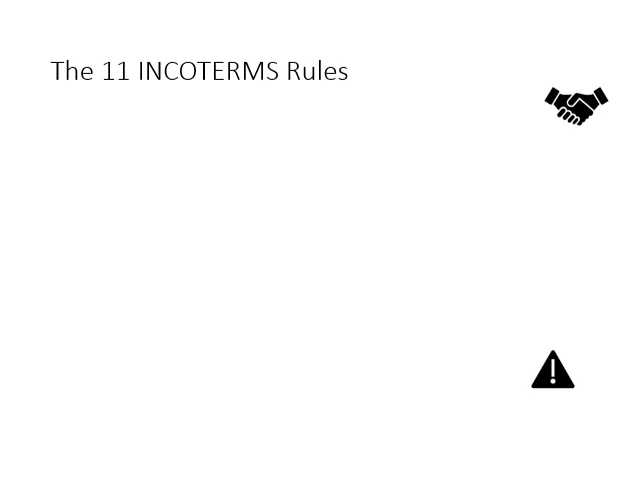Another useful way of classifying the rules is by considering who is responsible for the main carriage. Is it the buyer or seller? If it is the seller, then where does the risk pass? Is it before the main carriage or after it? So this gives us 4 groups.